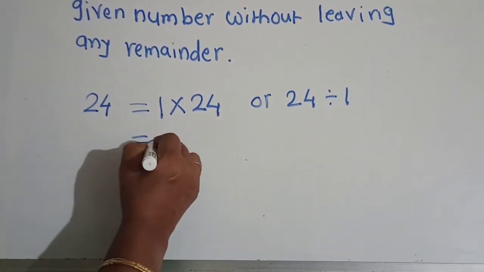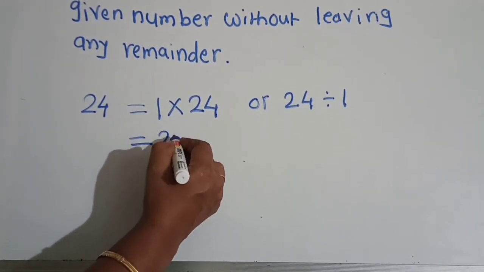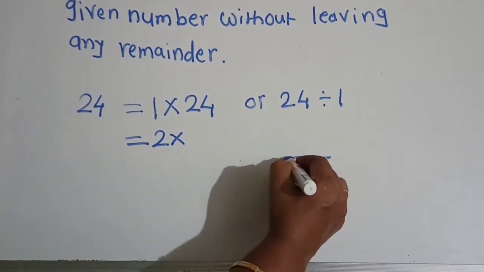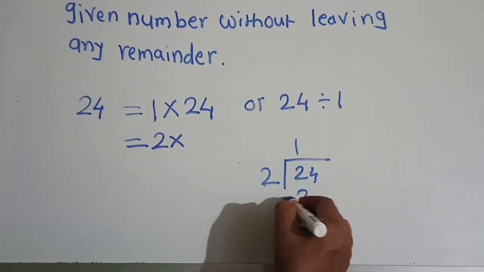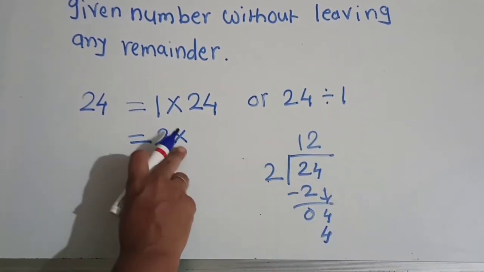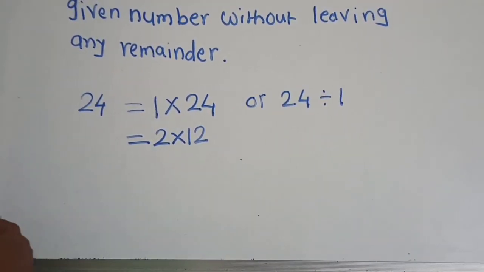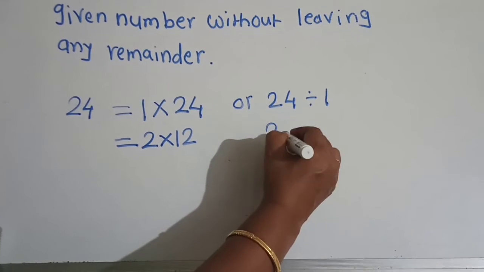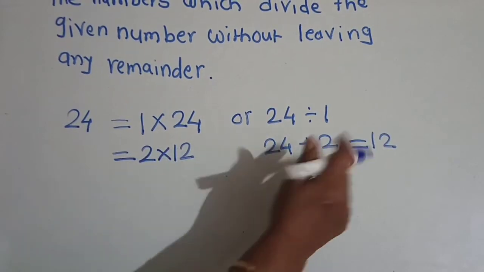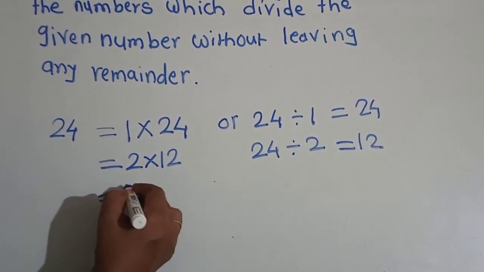Then after 1, 2. We have to divide by 2 here. 24 divided by 2 means 2 1s are 2, 0. Then take down 4 and 2 2s are 4, which means 2 12s are 24. Or here 24 divided by 2 is equal to 12. Understand? Here 24. Now 1, 2 and then 3.